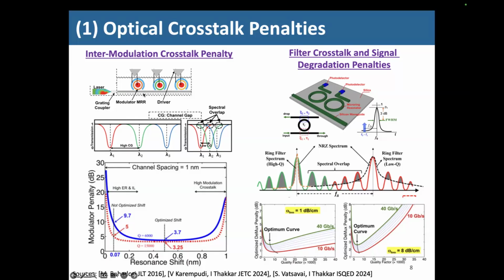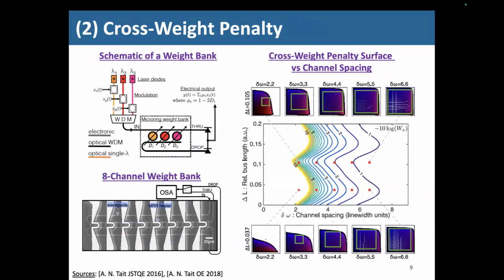So to achieve a larger number of wavelengths multiplexed per waveguide, we'll have to cram more wavelengths into a given FSR to increase the finesse of the system. And that can lead to high crosstalk penalties as well. So that's a limitation. The second limitation is, I would say, cross-weight penalty.